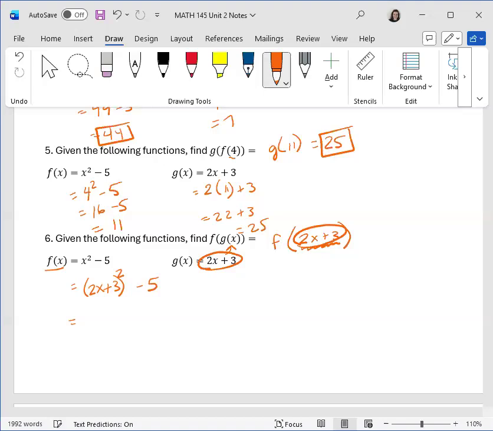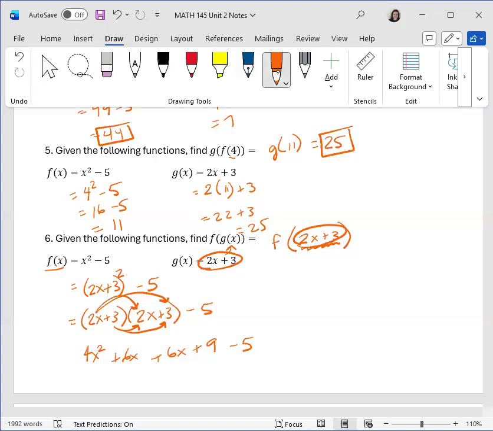All right, I'm going to expand that out. 2x plus 3 quantity squared means that I'm multiplying 2x plus 3 times itself and then subtracting 5. We do have to distribute this in order to multiply. So 2x times 2x gives me 4x squared. 2x times 3 gives me 6x. Now I have to distribute the 3 to each term. So 3 times 2x gives me another 6x, and 3 times 3 gives me 9. I'm going to pull down this minus 5.